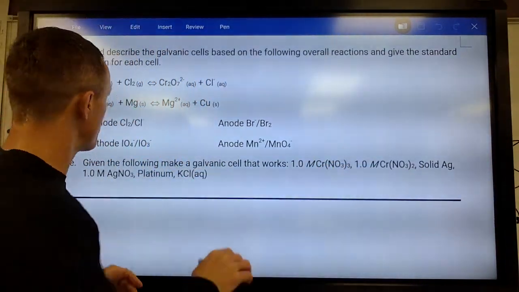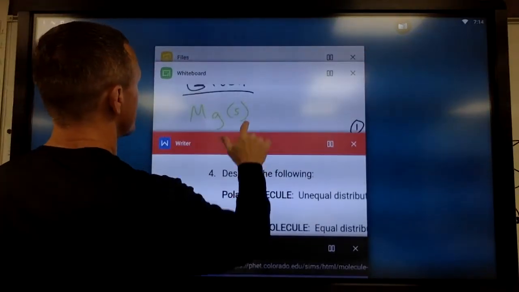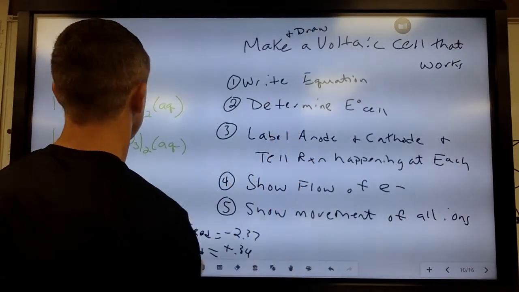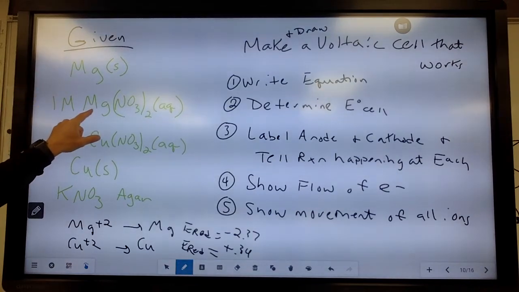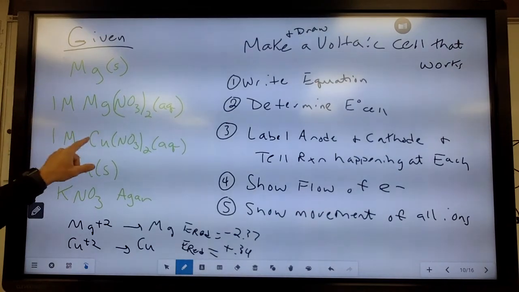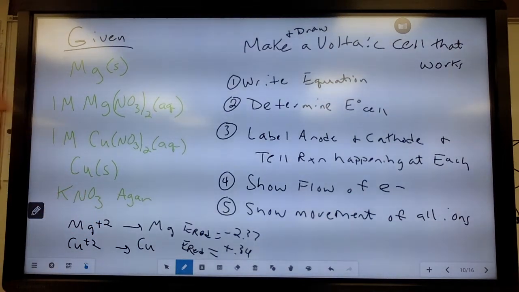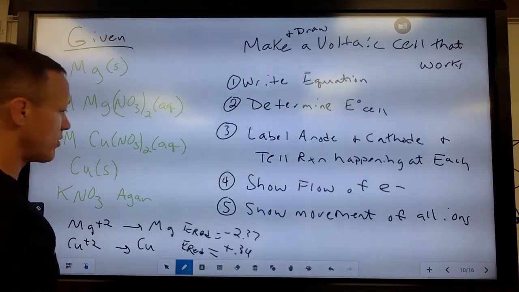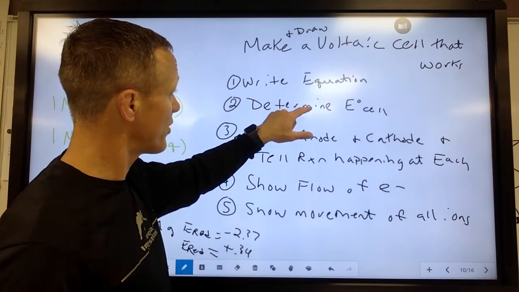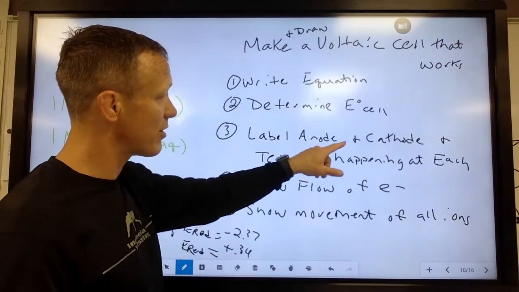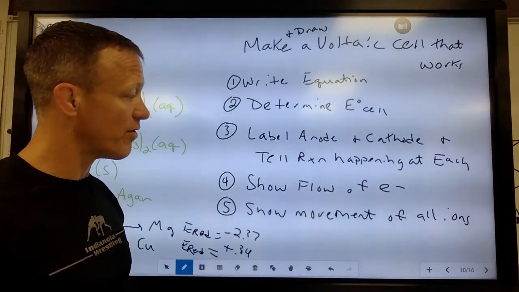I'm going to do one example. I'm going to do a cell. Here's usually what I'd give you. All right, so here's some information. So let's say you're given some solid magnesium, some 1 molar magnesium nitrate, 1 molar copper nitrate, some solid copper, KNO3, which will be our salt bridge. And we're going to make a voltaic cell. Okay, we're going to make a cell that works. So we'll figure out the equation, figure out the potential of the cell, label the anode and cathode, tell what reaction is happening at each, show the flow of electrons, and show movement of all ions.